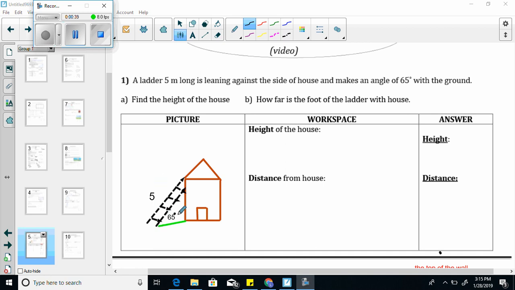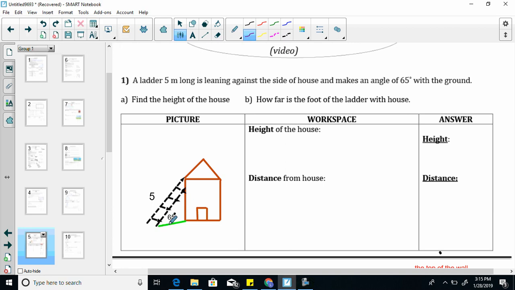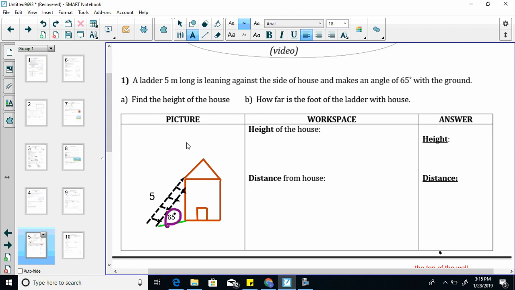So here we're talking about, this is just like any other problem, but we kind of have to set it up. I'm looking at this angle, all right? They're looking for the height of the house, so I'm going to call this X, and then they're also looking for how far the foot of the ladder is from the house, aka, how far the ladder is from the house. I'm going to call that Y. So this is going to be X, I'm solving for X, and here I'm solving for Y.